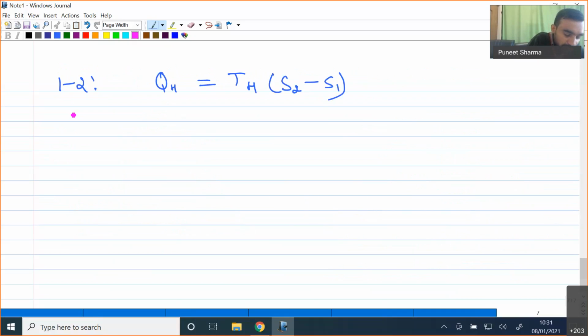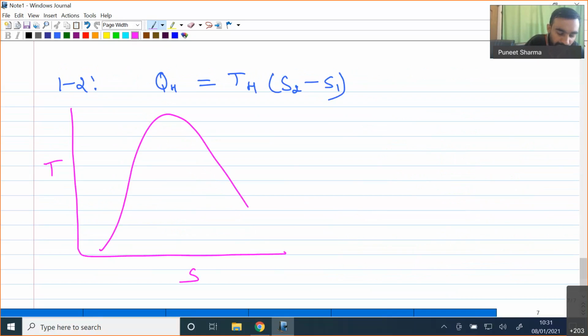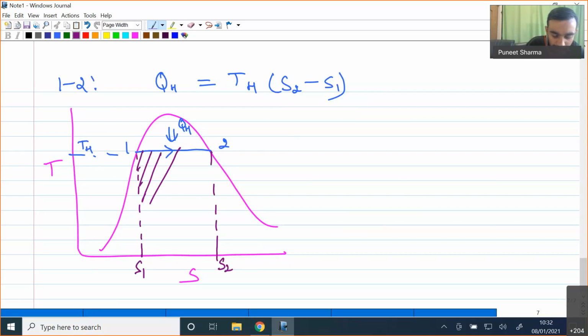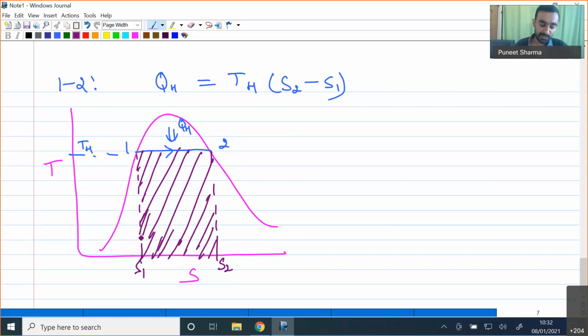Okay, and if I show my property diagram, so this is my TS diagram, and this is the liquid vapor dome, and this is our process number 1 to 2, which is having temperature TH, and we are adding QH amount of heat over here. So ultimately, if this is my S1 and this is my S2, the area under this TS diagram is nothing but the amount of heat which we have added during the process number 1 to 2.